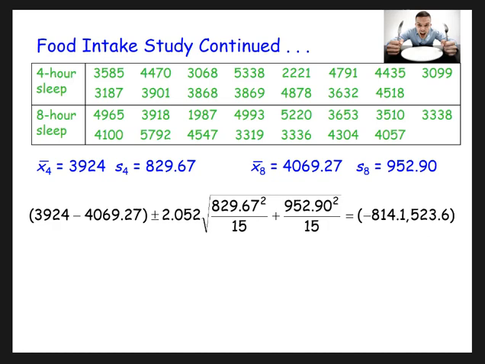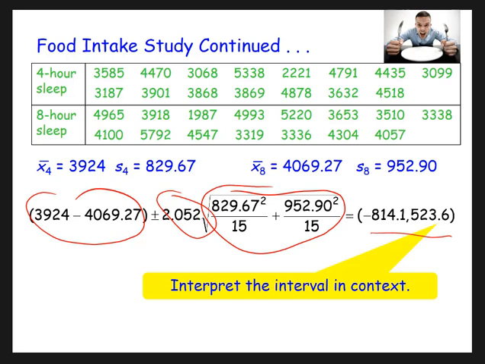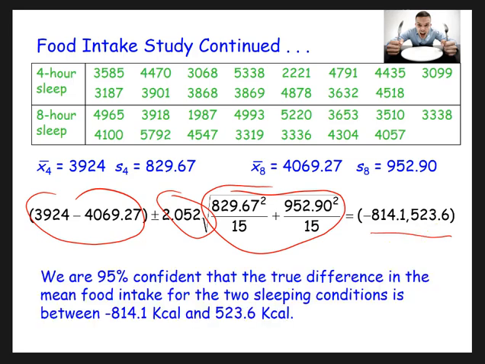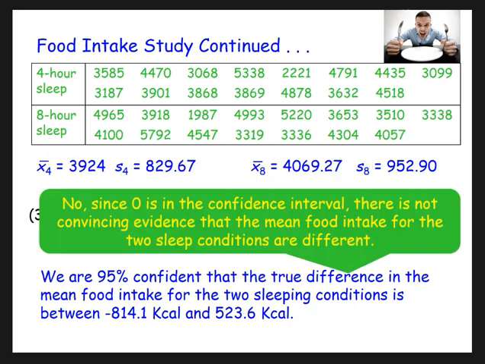We calculate our interval. So the difference in calories, right there, and that is our T critical for our degrees of freedom. That is our combining of the standard deviations from the 2 sets to get a combined standard error for the differences, giving us that interval, negative 814 to 523. Now, since that interval contains 0, we cannot conclude that there's any difference here. So we're 95% confident that the true difference is in that interval. Based on the interval, there isn't a significant difference between the 2 conditions, because that interval contains the value of 0, which means it's possible that the true value is 0.